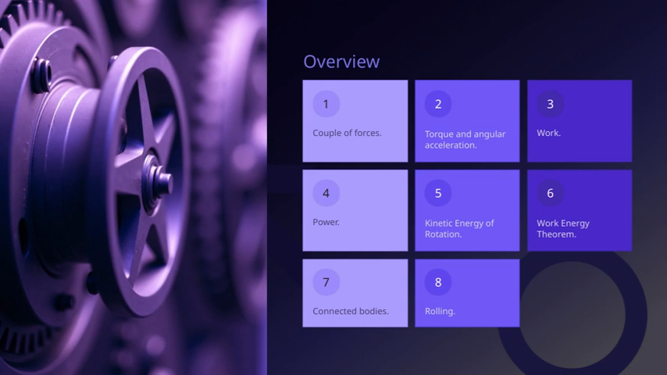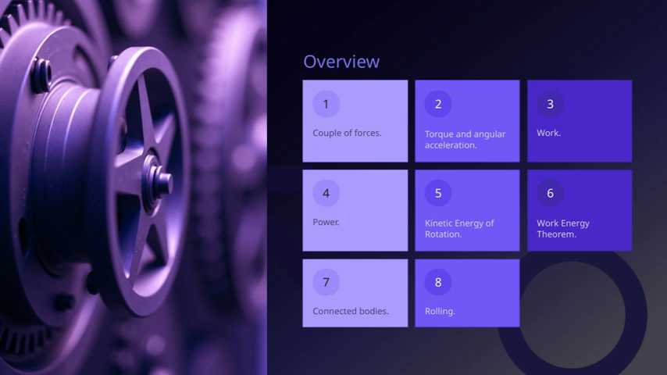When an object rolls, work done by forces like friction or torque causes changes in its kinetic energy. Speaking of kinetic energy, we have the kinetic energy of rotation. This is the energy an object possesses because of its rotational motion, and it depends on its moment of inertia and angular velocity.